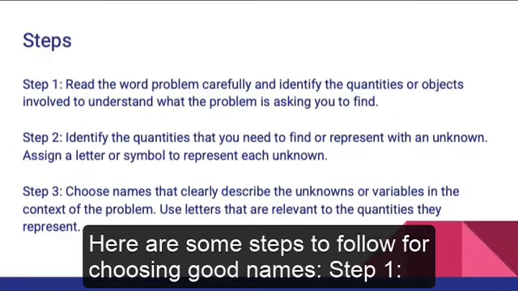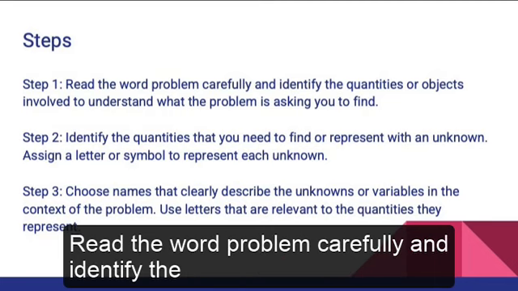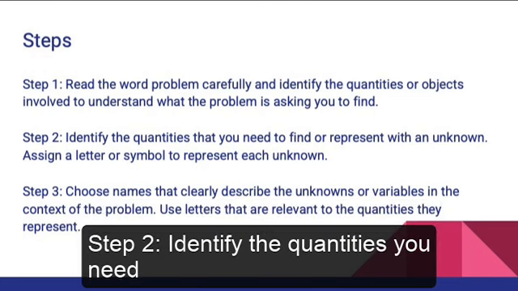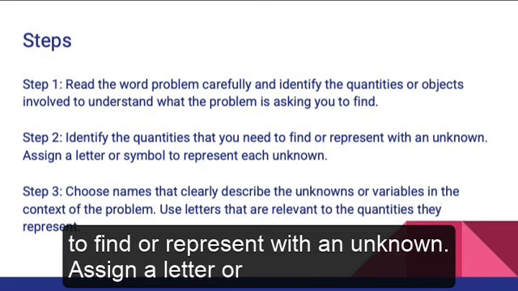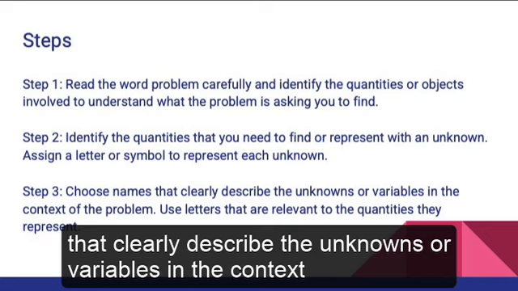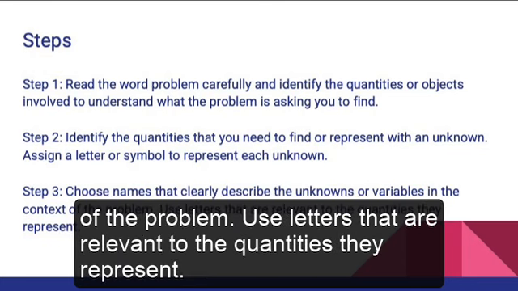Here are some steps to follow for choosing good names. Step 1. Read the word problem carefully and identify the quantities or objects involved to understand what the problem asks you to find. Step 2. Identify the quantities you need to find or represent with an unknown. Assign a letter or symbol to represent each unknown. Step 3. Choose names that clearly describe the unknowns or variables in the context of the problem. Use letters that are relevant to the quantities they represent.